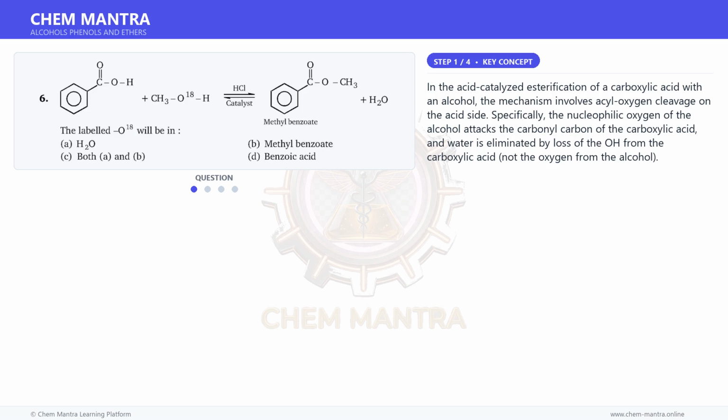In the acid-catalyzed esterification of a carboxylic acid with an alcohol, the mechanism involves acyl-oxygen cleavage on the acid side. Specifically, the nucleophilic oxygen of the alcohol attacks the carbonyl carbon of the carboxylic acid, and water is eliminated by loss of the O from the carboxylic acid, not the oxygen from the alcohol.